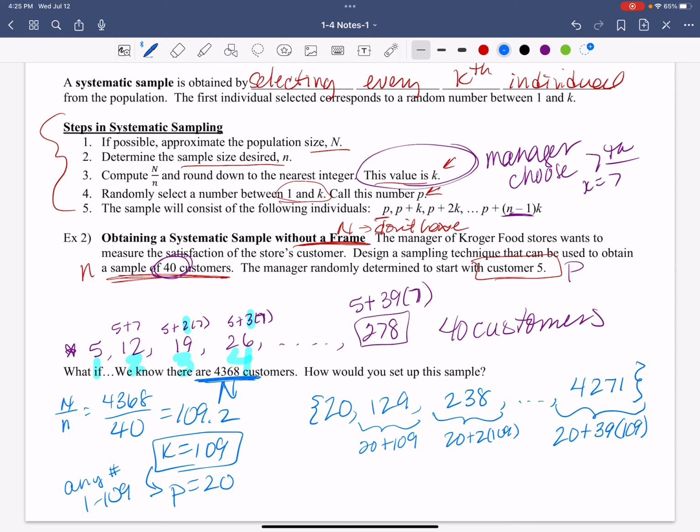So plug that into your calculator, you get 4,271. Where people usually struggle on this is they're saying, what is this N minus 1? What are you talking about? Well, my first customer, and then it's one less to get to the next one, because this is customer 40. So this is 1 plus 39 more groups, and that's how you get customer 40. Pretty cool, right?